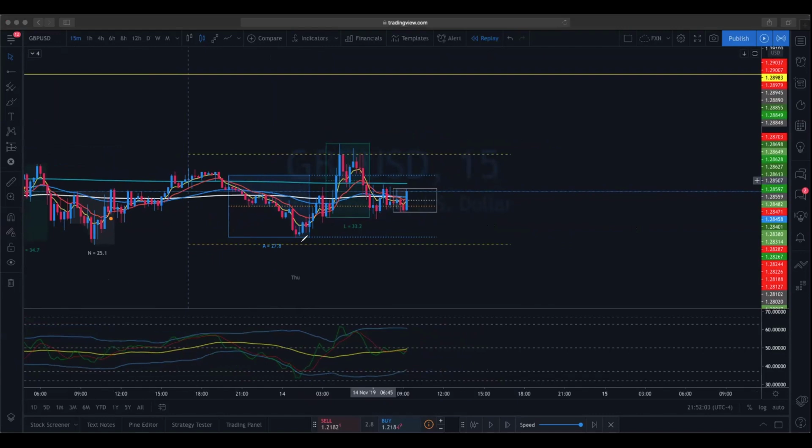Is it basically a continuation like this? I don't think it'll be like this, because the move wasn't really strong. What would make sense would be something like this. But you would need price to break past all this stuff here. You don't want to get stuck trading this stuff.